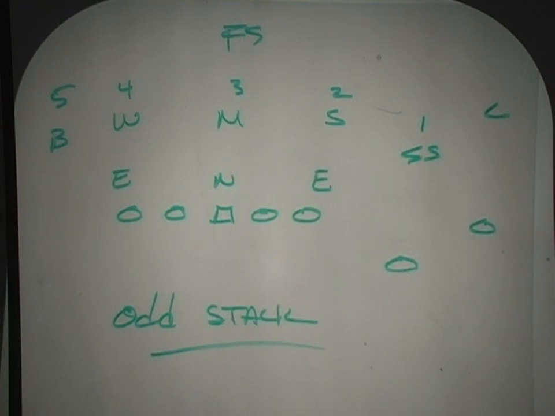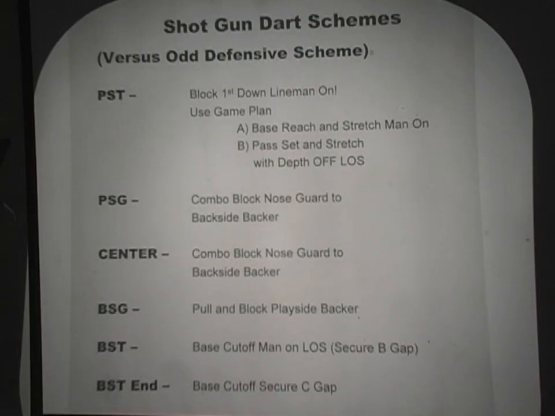So on the count, on the linebackers, let's say we were running the play back over to the right, this would be 1, this would be 2, this would be 3, this would be 4, and that's how we get our count down. Now going back over the odd rules, we kind of jumped over there and we looked at an odd defensive structure, but let's look at the rules. All right, play side tackle, blocks first down lineman on, use game plan, base reach, stretch man on, pass set, and stretch with depth off the line of scrimmage. Basically the same rules we had a while ago.